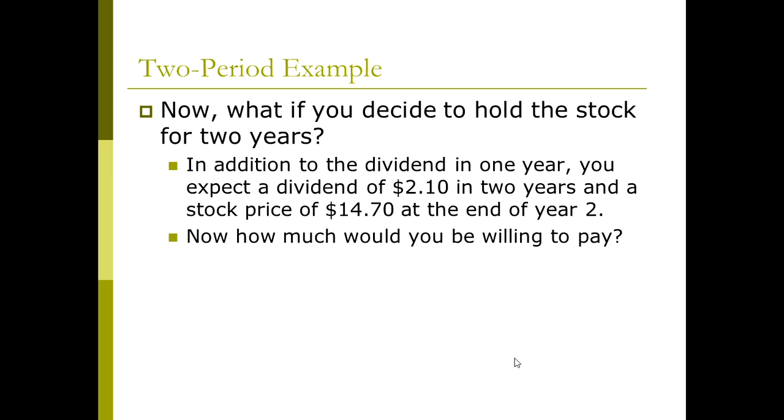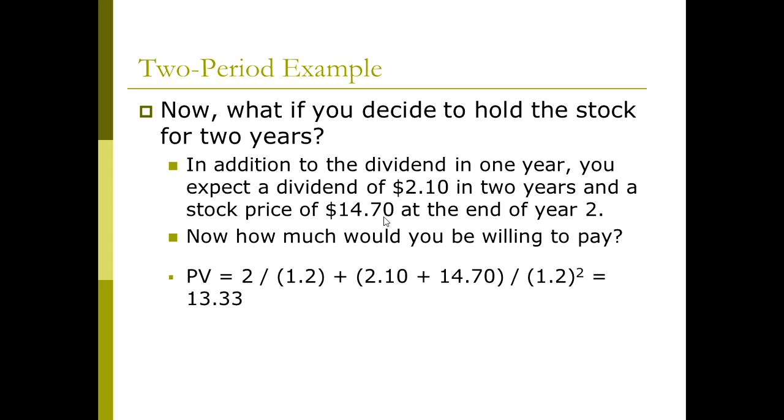Now let's extend the problem to two periods. Again, how much are you willing to pay for the stock? Now, in addition to the dividend in one year, you expect a dividend of $2.10 in two years. And instead of selling it at the end of one year, you want to sell it at the end of year two with a higher price, $14.70. How much are you willing to pay for the stock?